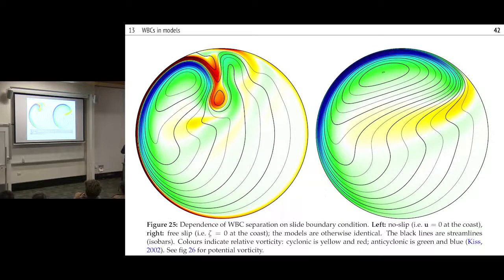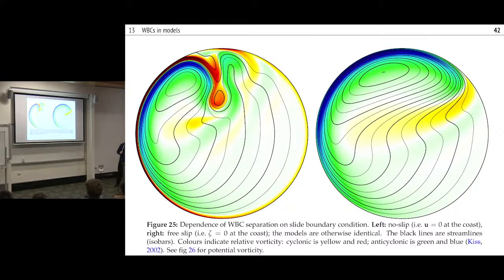Another example of that is here. These two flows are identical. It's a circular basin. These two models are absolutely identical, except for the side boundary condition. So this has got a no-slip condition. This has got a free-slip condition. So that's a zero vorticity on the coast. This is a zero velocity on the coast. So we've got this very asymmetric flow. We've got this recirculation going on here. We've got a separation of the western boundary current.